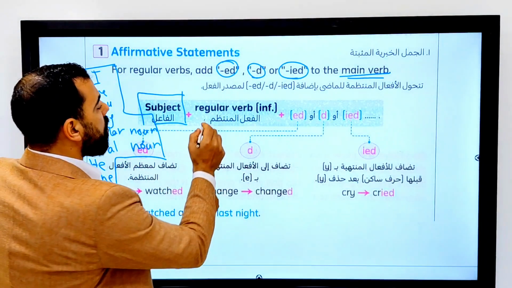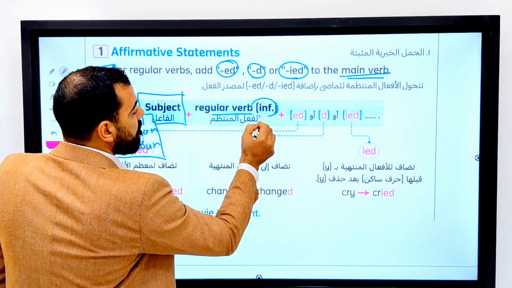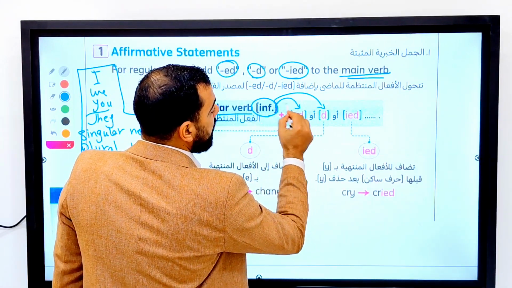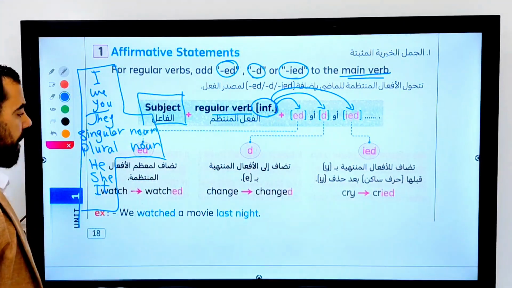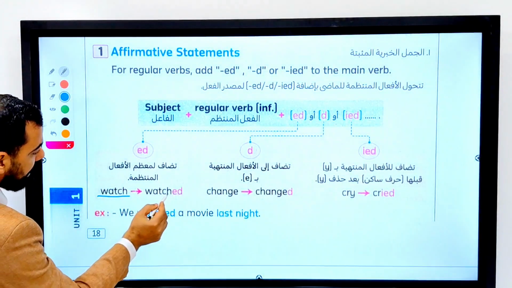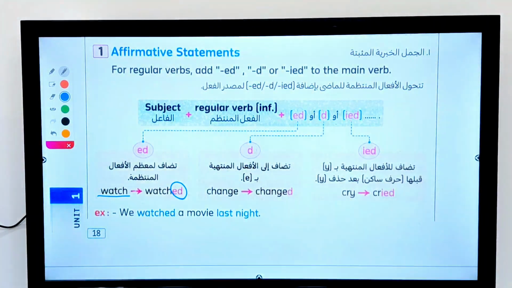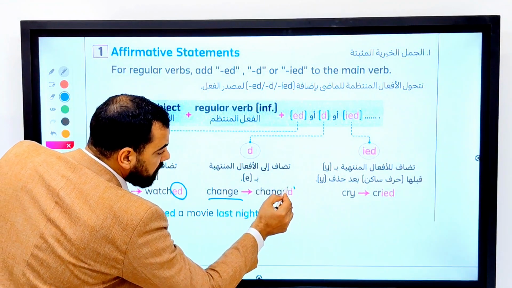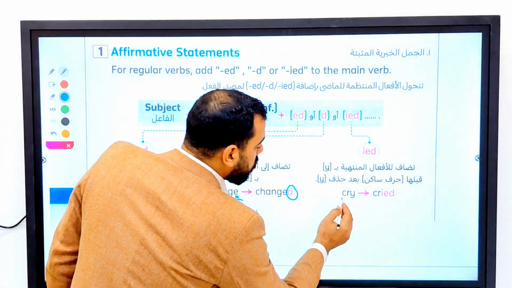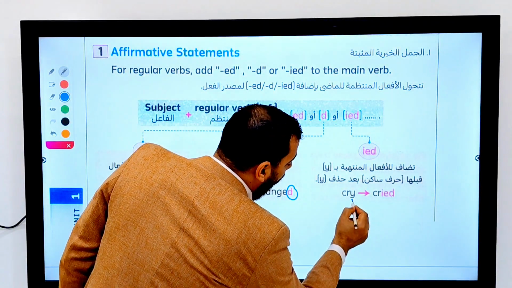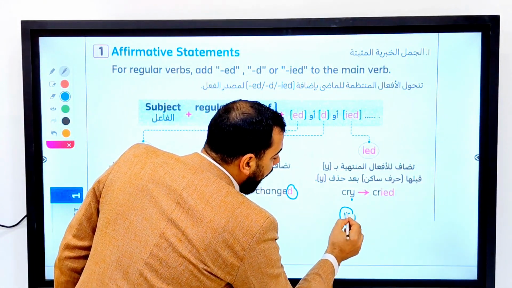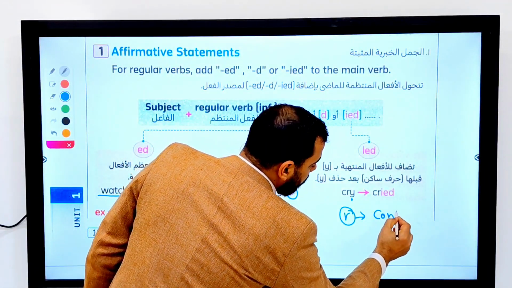After that, we get the regular verb, the infinitive, but we add to this infinitive ed, d, or ied. For example, watch, we add ed to change it to the past. Change, we add just d because there is a magic e at the end. Cry ends in y, and before y there is a consonant. R is a consonant.